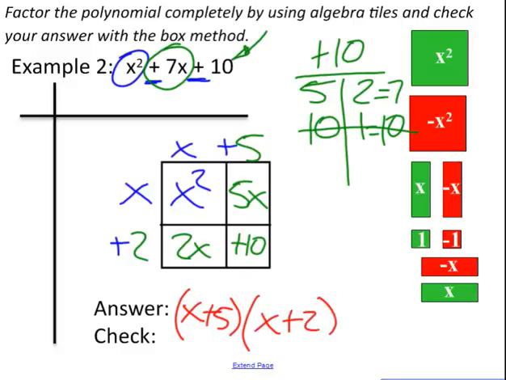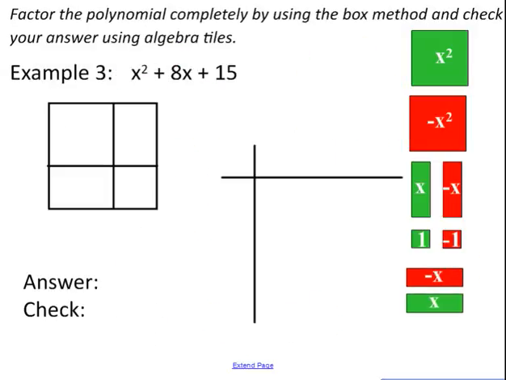And I think that's easier than the algebra tiles, but the algebra tiles are pretty. So you use whichever method you think is going to work for you. You can try example 3 here on your own, so go ahead and hit pause and see if you can figure out what's going to multiply to make the 15 and add up to make that 8.